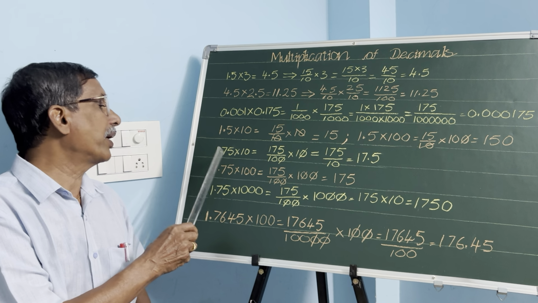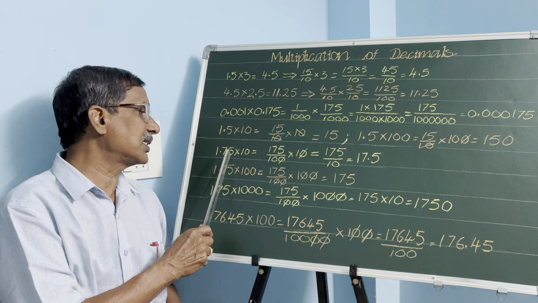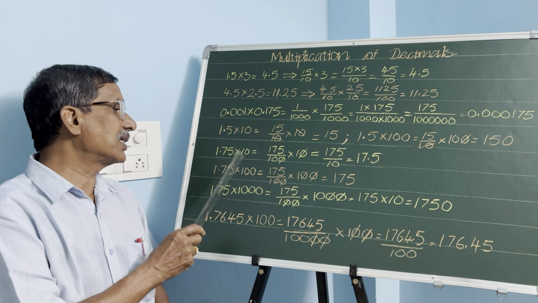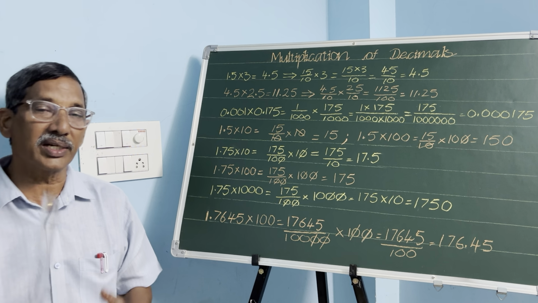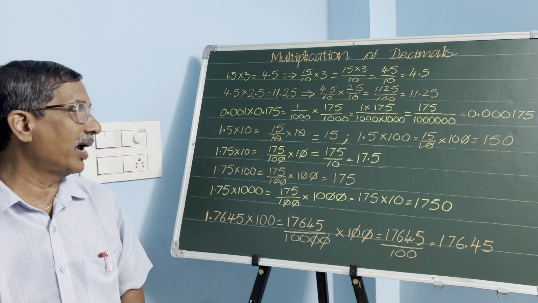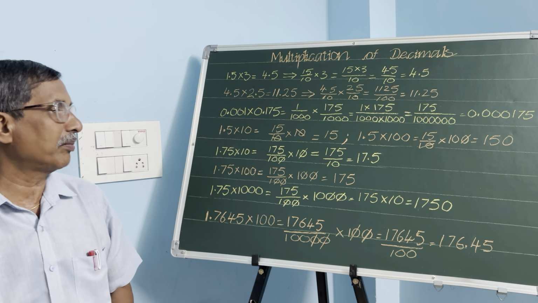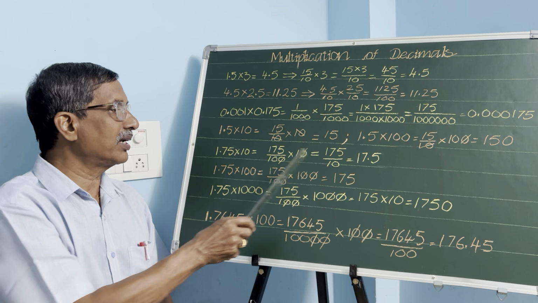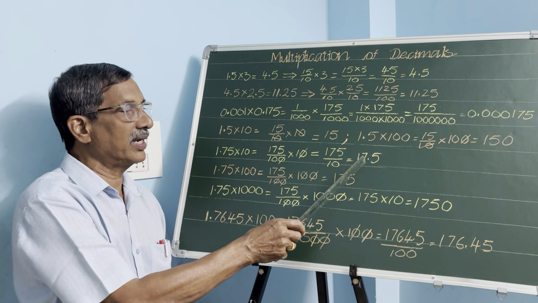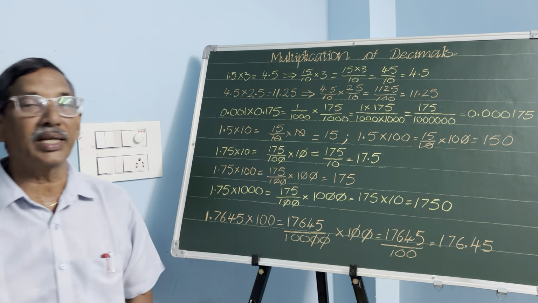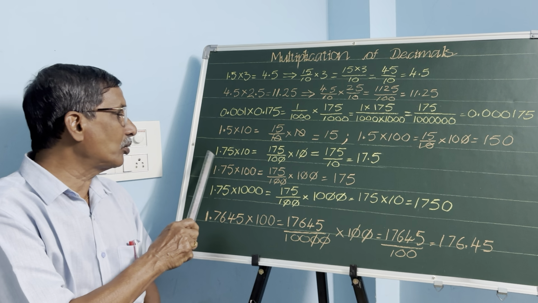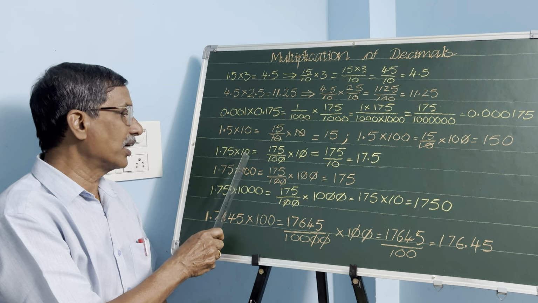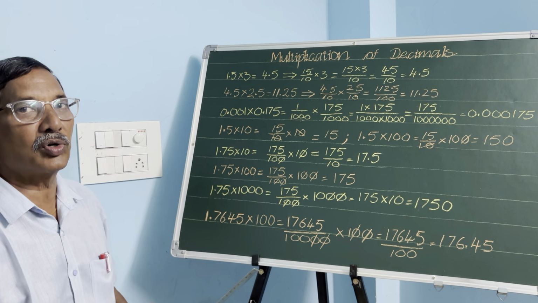Coming to the next one. 1.75 into 10. 1.75 multiplied by 10. As we have discussed earlier, 1.75 can also be written as 175 on 100, and into 10. When multiplied by 10, we cancel tens here, and 175 by 10, we know that it is the same as 17.5. See here, there are 2 decimal places in the multiplicand and one 0 in the multiplier after 1. So the point should move one place towards the right side.